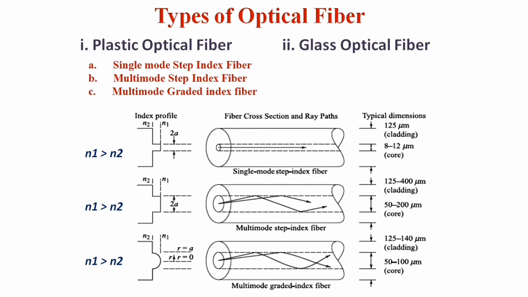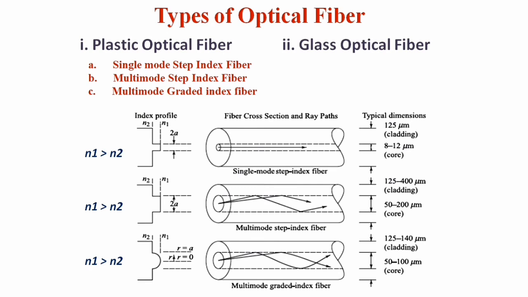Now let us move to the third diagram, which is called a multi-mode gradient index optical fiber. Even this type of optical fiber consists of two different refractive index media, N1 and N2. And this type of fiber supports more than one mode. Even here the light rays travel through different modes. So it is called multi-mode.